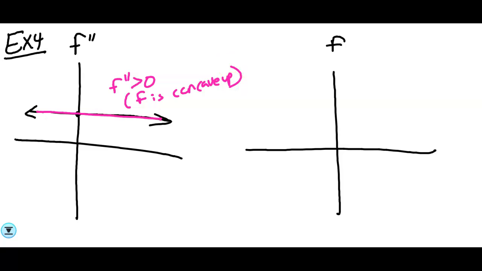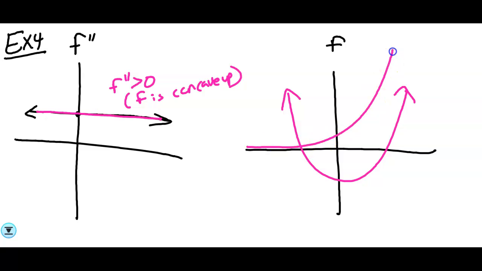Yep. Is it ever concave down? Not on this one, it's not. So what kind of shape am I going to have? Probably a parabola. It doesn't have to be, though. It could be any shape that's concave up. It could be an exponential function. Those are always concave up, too. So I can't really give you what the graph looks like. I only know its concavity.